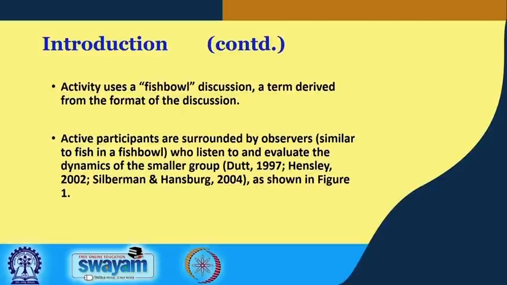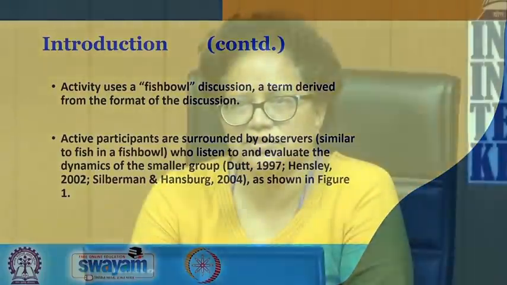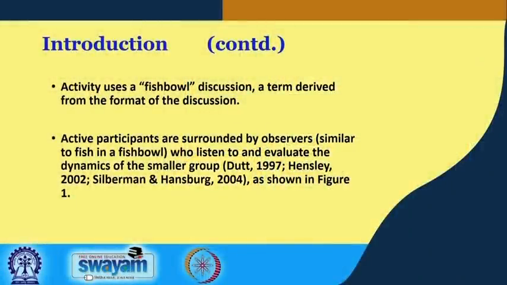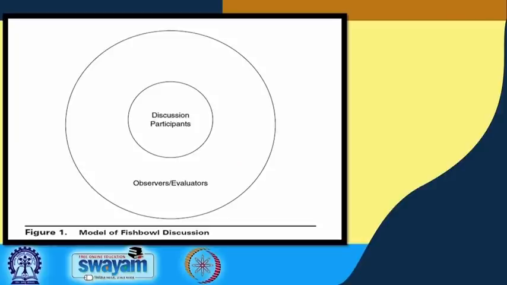This activity uses a fishbowl discussion. I put fishbowl within inverted commas, and this is a term derived from the format of the discussions as we have it, the third type. What will be shown in the next slide, let me just describe to you in a nutshell what's going to happen in the fishbowl discussion. You have the active participants who are the fish, and they are surrounded by the bowl, the observers who listen to and evaluate them, and the way in which the workplace dynamics of the group are emerging. Hensley, Silverman and Hansberg in 2004 in their publication have supported this kind of group discussion, and the figure of this kind of group discussion is here, figure 1, model of fishbowl discussions.